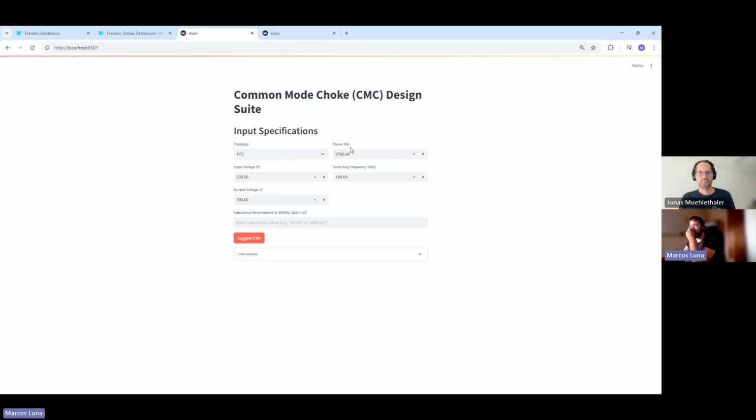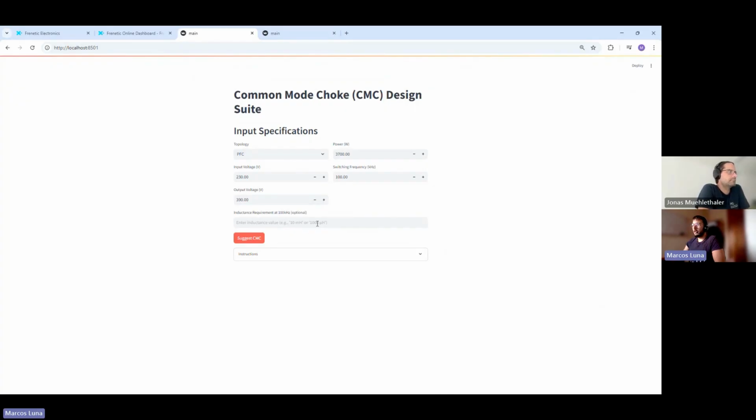Let's do, for example, a PFC for an 11 kilowatt 3-phase PFC, so we have a third of the power per phase. The input voltage could be the AC universal input voltage. We can put the nominal, and the switching frequency we can specify as 100 kilohertz. The output voltage could be 400. As you can see here, this is optional.